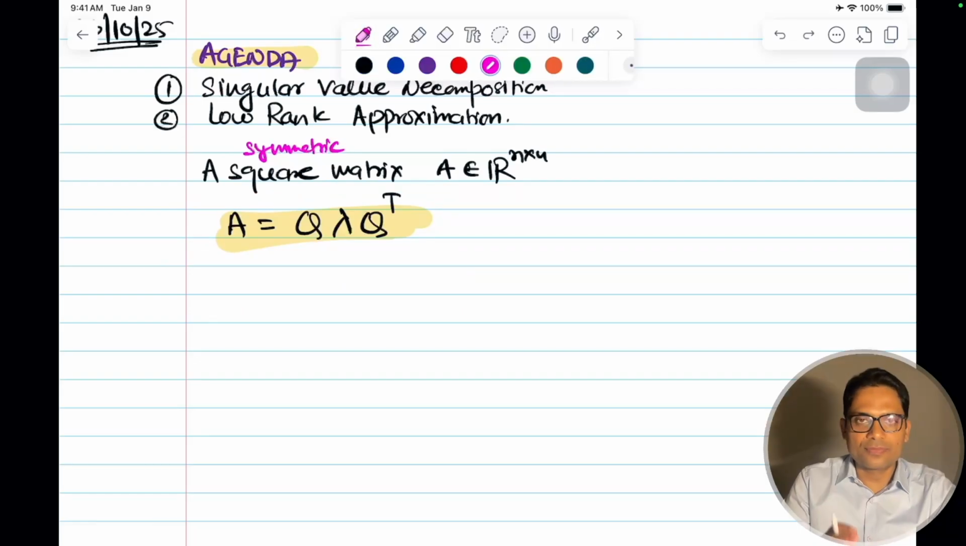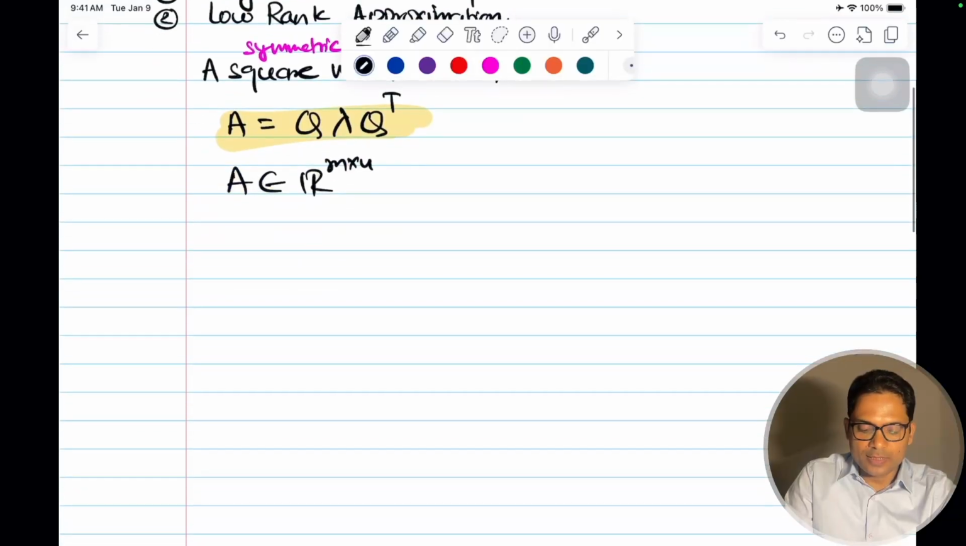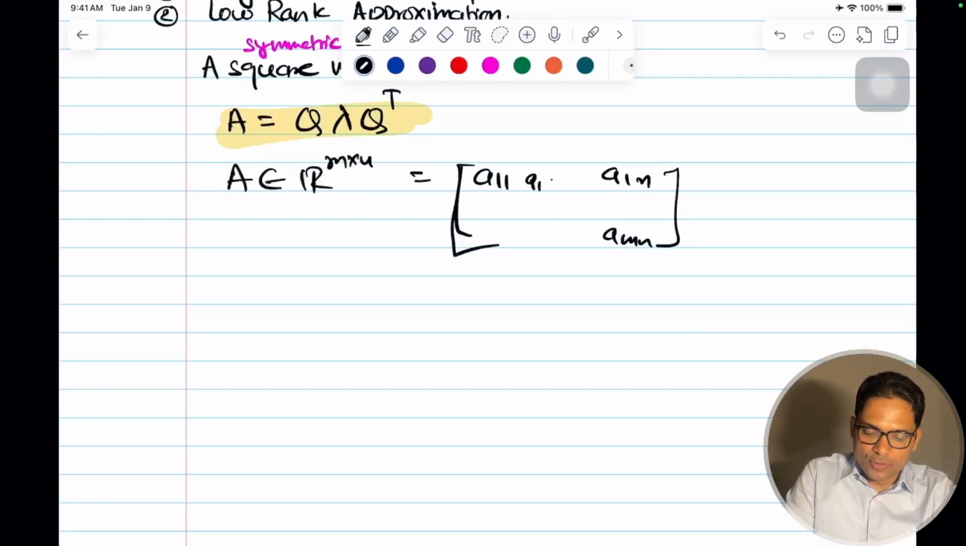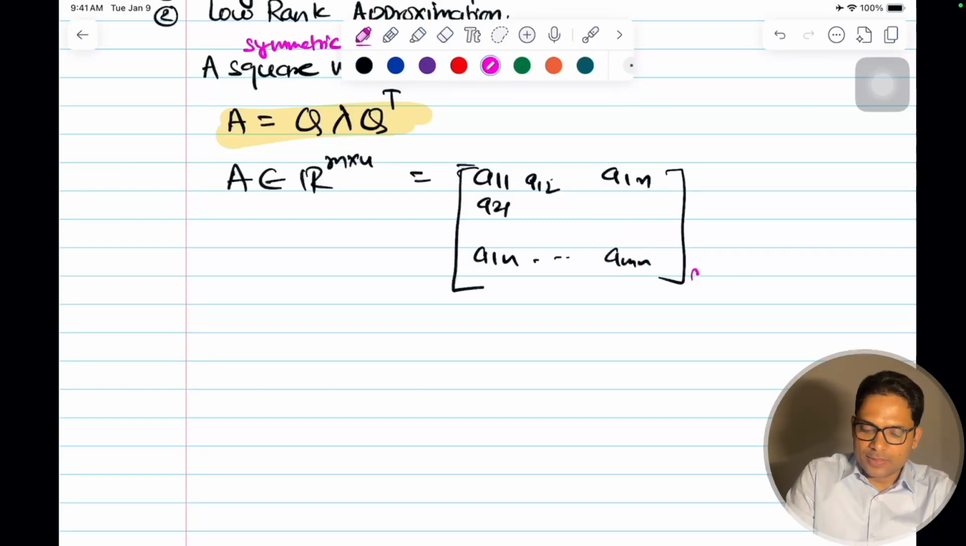But in real life, do we have all matrices square and symmetric? No, right? We can have a matrix A which belongs to m cross n, that is, A has entries a11, a12, up to a1n in the first row, continuing down to amn, so it is an m cross n matrix. This is how we present it.